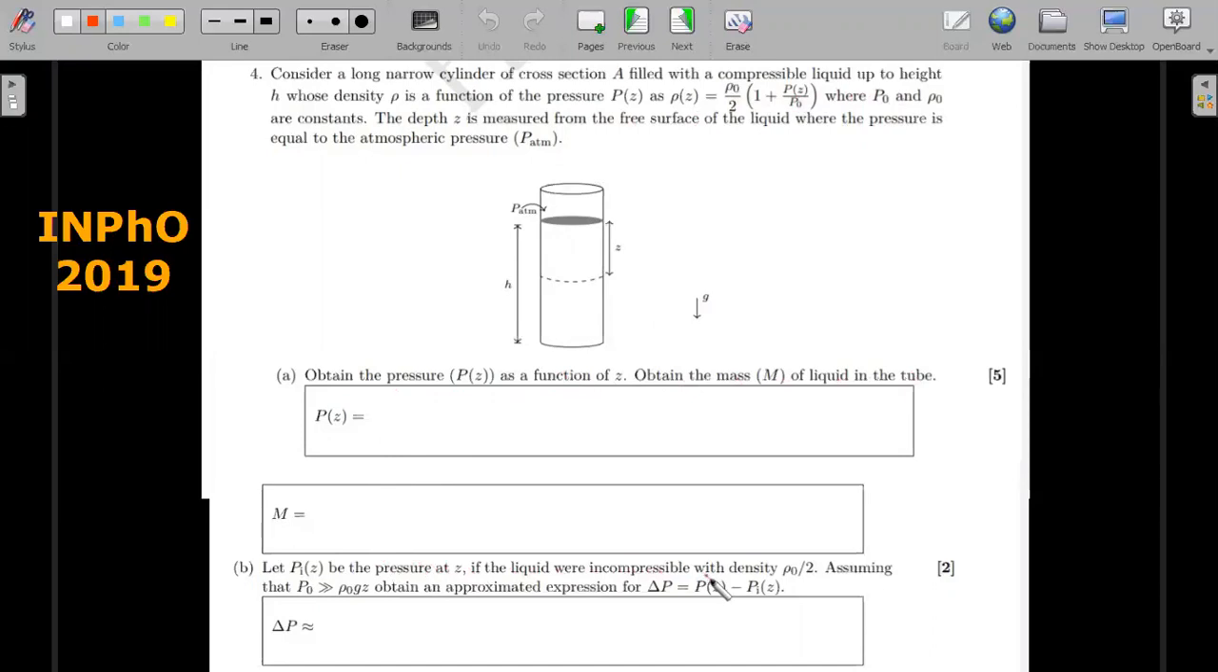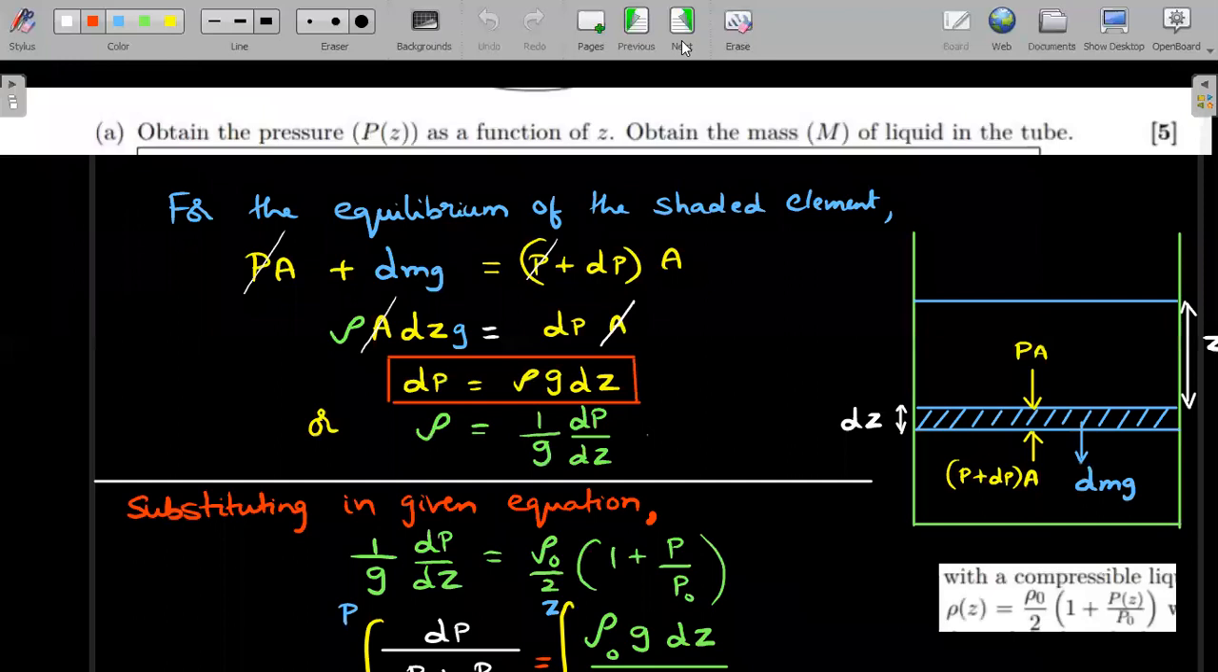Assume the liquid is, let's say, incompressible of density rho naught in a separate container. Then in that particular container, calculate the pressure as a function of z and compare it with the pressure as a function of z that you obtained in the previous question. The difference in those values from the ideal liquid to the real liquid is being requested in the second question. So these are the questions. Let's attack it one by one.